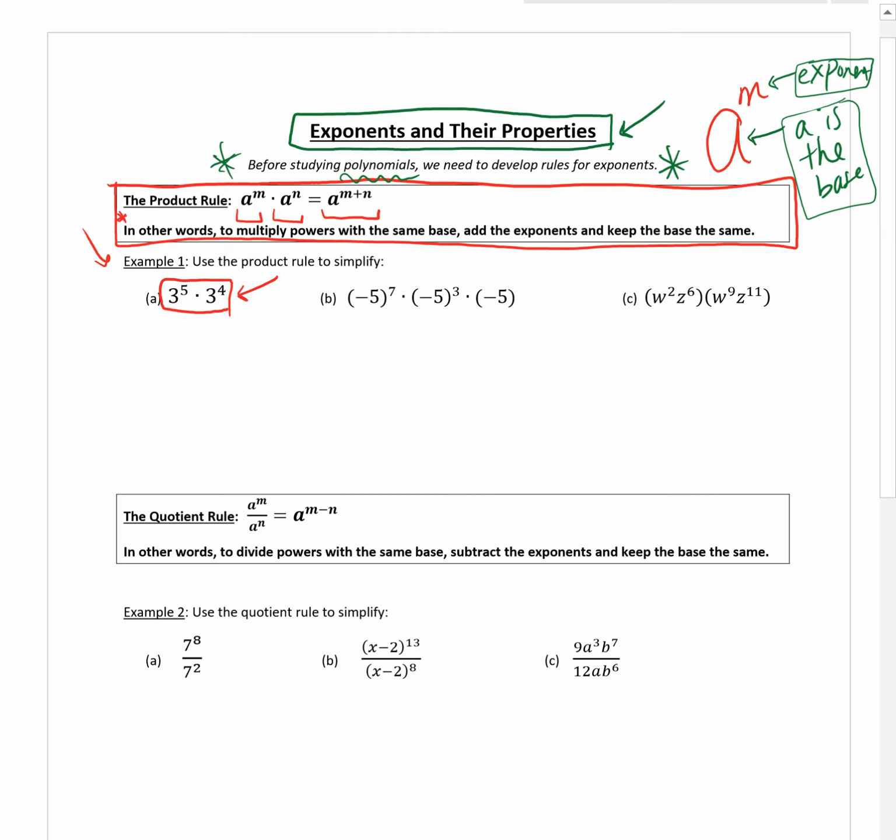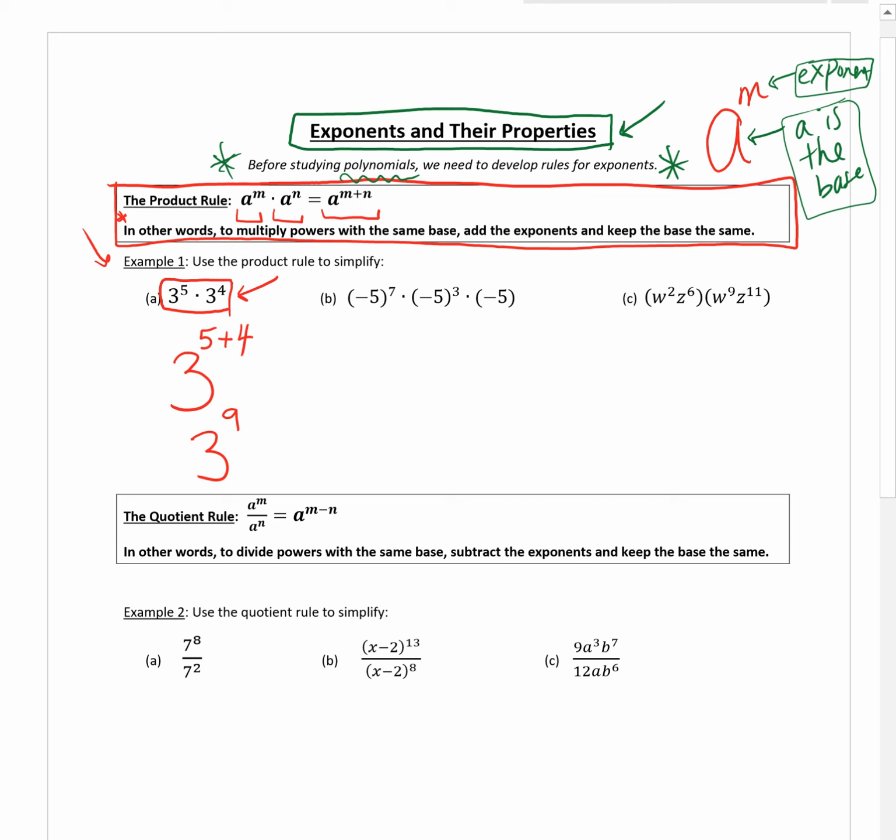And notice in this example, part A, the 3 and 3 both have the same base. So it's saying, if you want to multiply powers of the same base, like 3 to one power times 3 to another power, you can write that as just 3 to one power, as long as you add the exponents. So it's going to be 3 to the first power, 5, plus the second power, 4. So it'd be 3 to the power of 5 plus 4, which is 9.